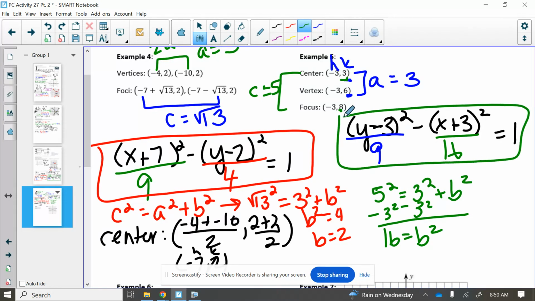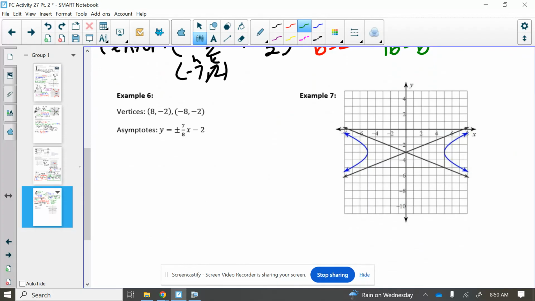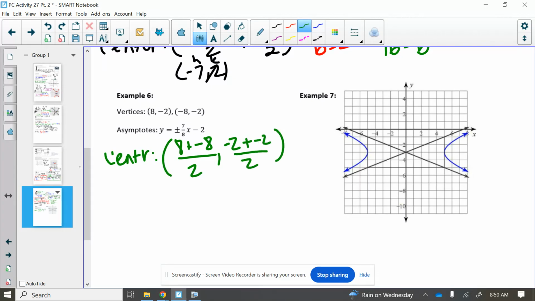All right, last example for the day. Okay, this time we have, again, vertices. So our center point we want to find first, add up your x and your 2x values, add up your 2y values. -8 plus 8 is 0, divided by 2 is still 0. -2 plus -2, but divided by 2 is -2. So we have our h, we have our k.